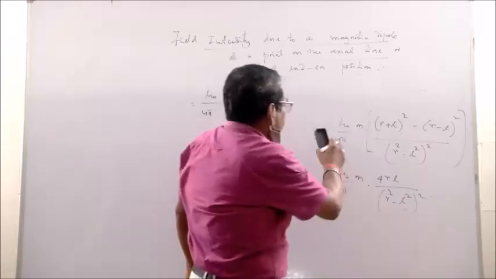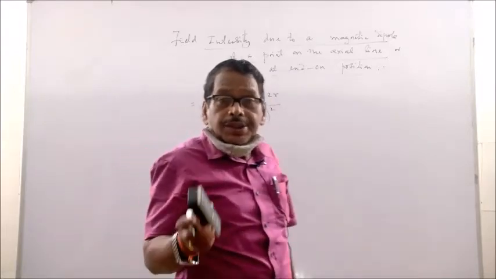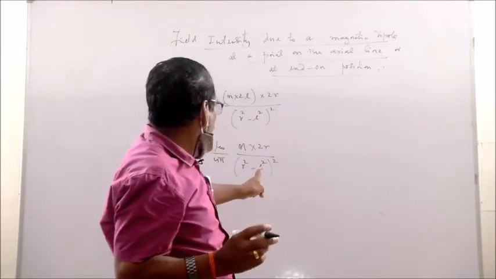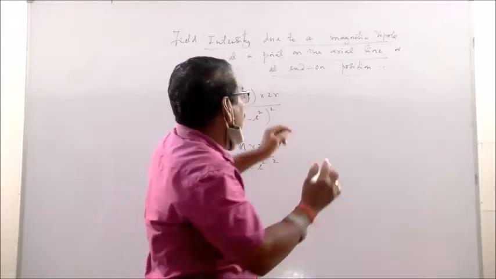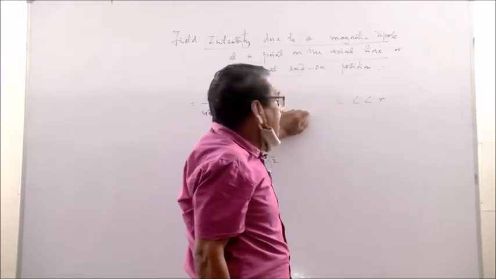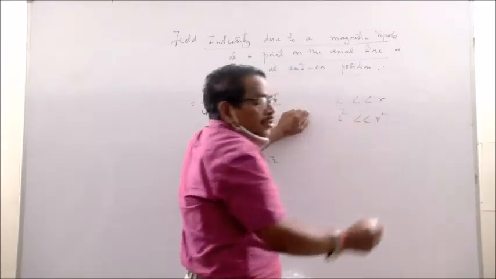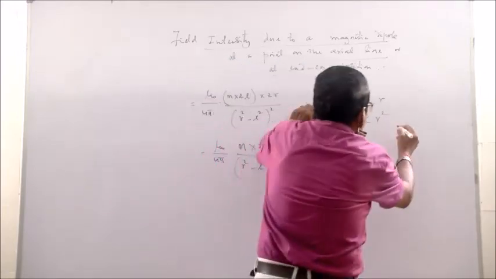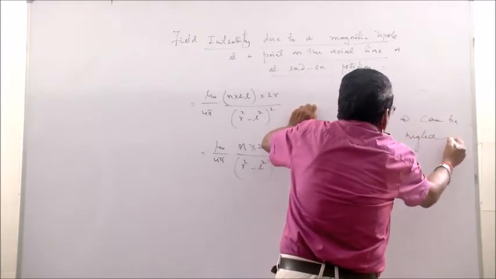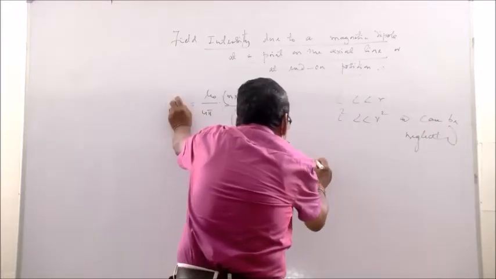So this is the formula if the magnet is a long one, but in case of a dipole, it is a very small one. 2L is a very small thing, so L is small in comparison to R. When L is small in comparison to R, L square will also be small in comparison to R square and can be neglected. We can neglect it.